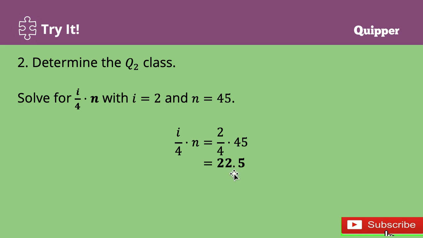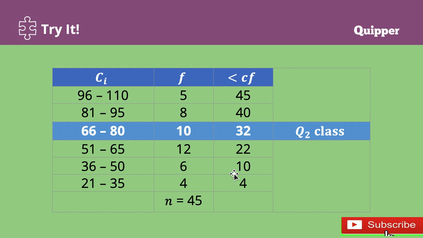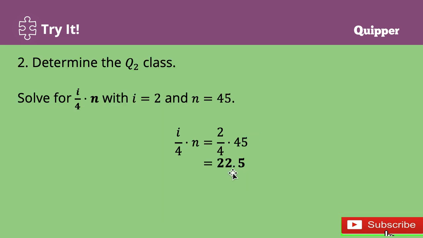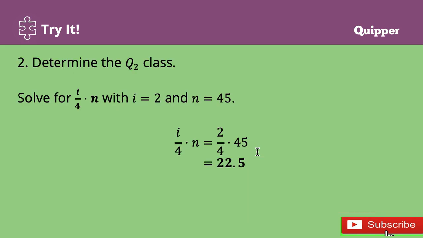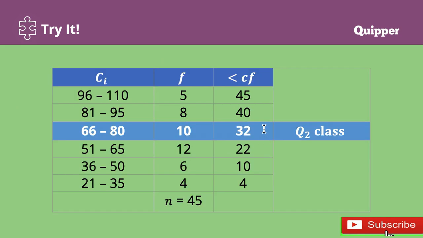22.5. Now we are to locate the Q sub 2 class. We are looking for the class of the closest less than cumulative frequency that is greater than 22.5. And that is 32, because 22 is less than 22.5, but we are looking for the greater value, and that is 32. So this is now our second quartile class.